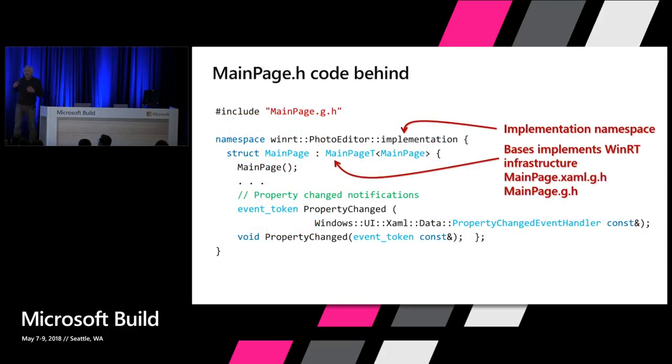Okay, so let's say I have a XAML main page.xaml. I'm implementing it. Notice this looks very much like what we saw before. I have struct main page. It derives from the base class template file. The base classes do all the XAML work, all the WinRT stuff. All I implement is the constructor and, in this case, the event register and unregister.